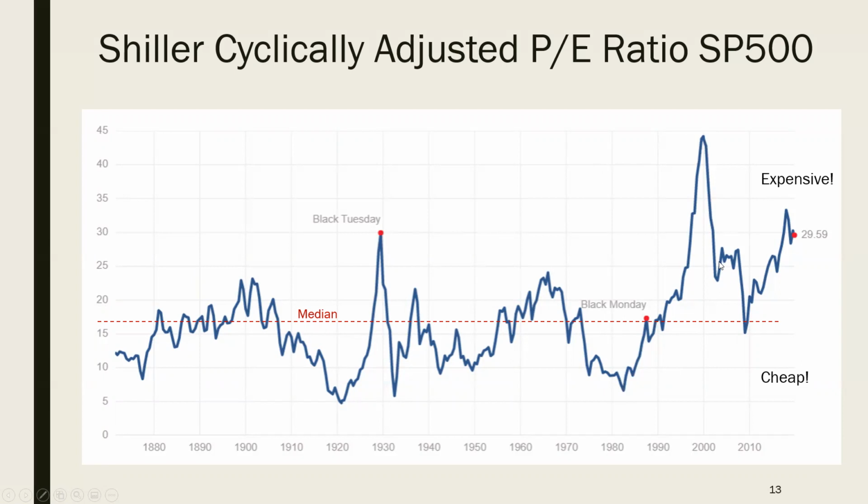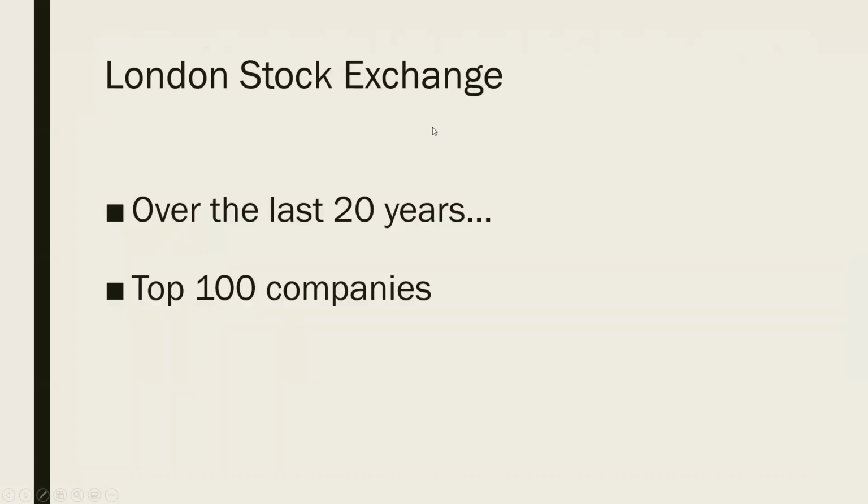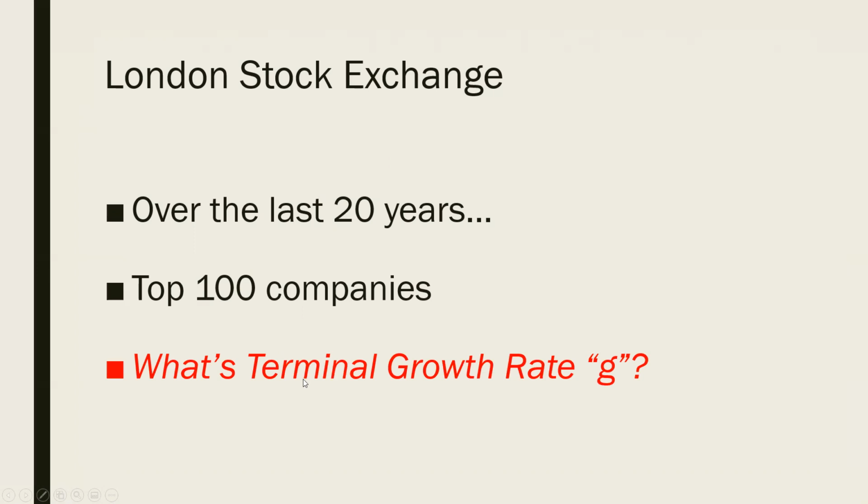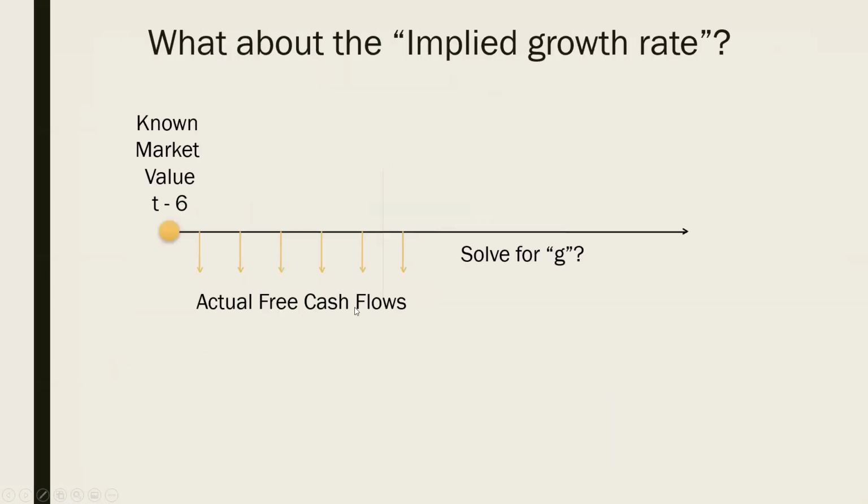So we expect there to be a relationship between the price of a share and the earnings of a share. And so if we look at actual data and at what's been happening on the London Stock Exchange over the last 20 years, we're going to take the top 100 companies on the London Stock Exchange, and we're going to estimate backwards the implied terminal growth rate. Now, to do this, let me give you a picture of what we're going to do. We can go back in time. Let's say we go back 6 years. We're actually going to go back 10 years.